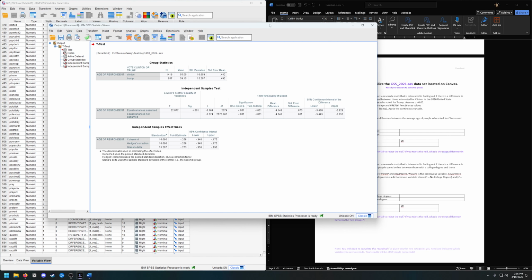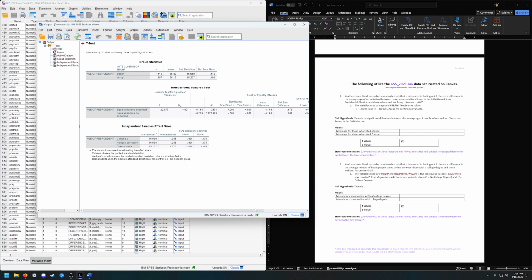So the very first table that we have here is kind of our descriptives, right? And it breaks it down by group. You can see that the average age of people that voted for Clinton, because this is age, and then we have it broken down by Clinton, Trump, was 55, out of this entire sample of 1,400 people. And then the average age of people in this sample that voted for Trump was 59 and some change, and that was about 960 people. So that's just your descriptives.